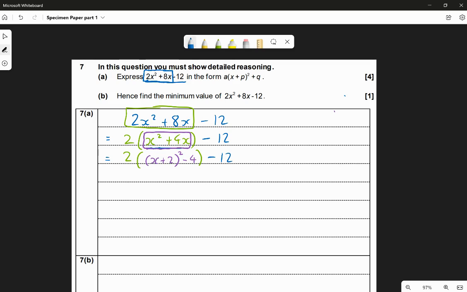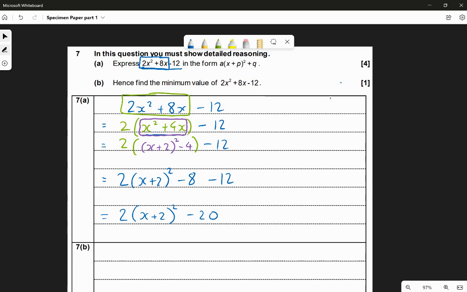Now I want to get rid of these outer brackets by multiplying by 2. So I get 2 lots of this x plus 2 all squared. I also get 2 lots of negative 4, so that's negative 8. And I've still got the minus 12 at the end, which wasn't being multiplied by the 2. Now I just simply combine the minus 8 and the minus 12. So 2 lots of x plus 2 all squared, take away 20. And there we go. We have it in that form.